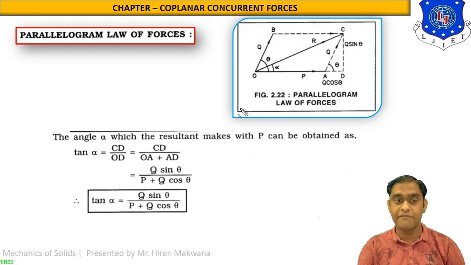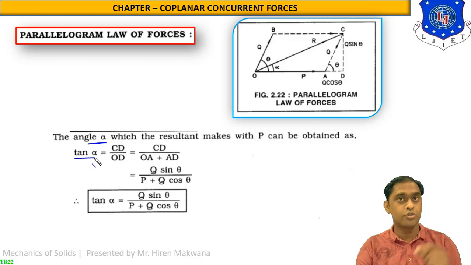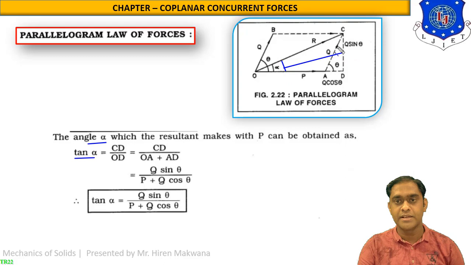You can see from the same figure that the angle alpha can be calculated from the same triangle. Just take tan alpha. Now what is tan alpha? Tan alpha is equal to opposite side upon adjacent side. You can see from the figure that here it is alpha. So opposite side will be CD and adjacent side will be OD. So it will be CD upon OD.